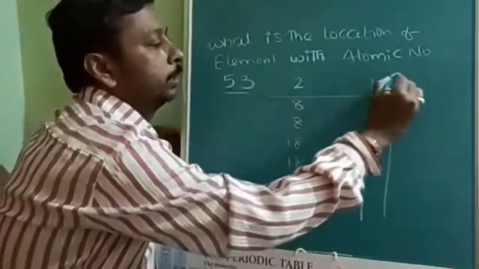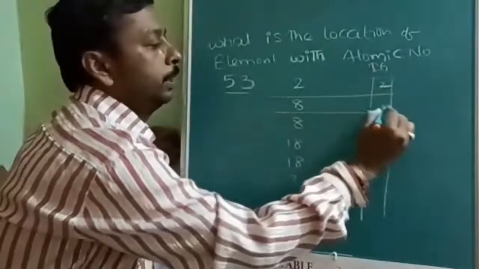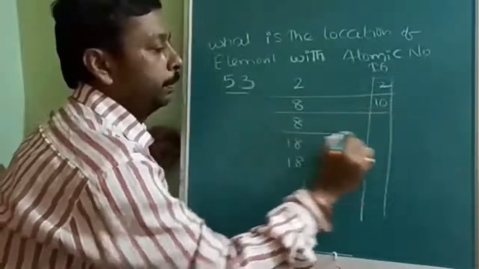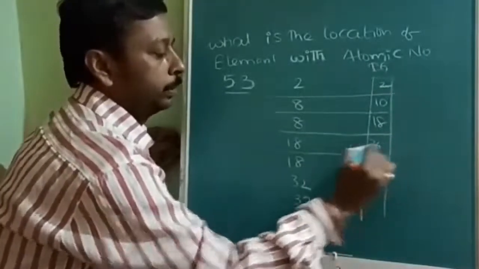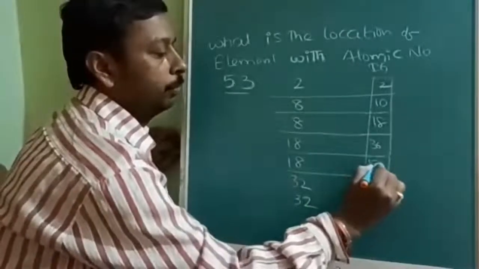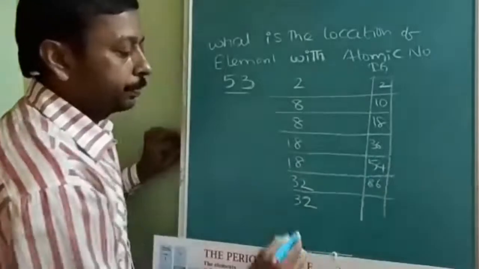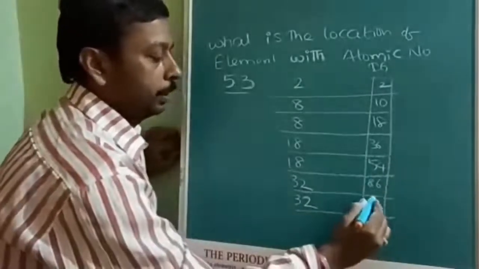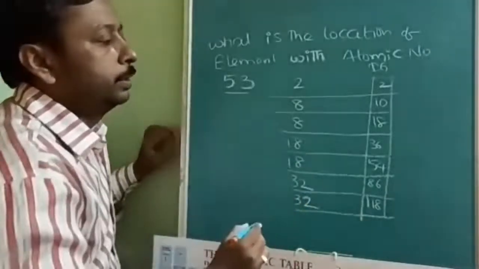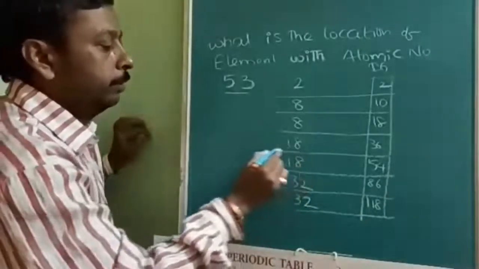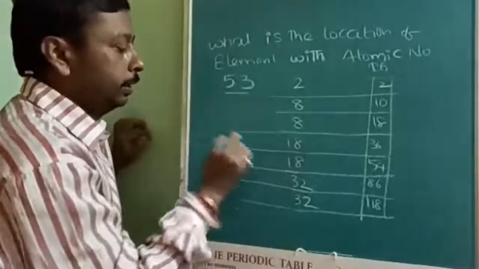These are the inert gases. This will be 2. 2 plus 8 is 10. 10 plus 8 is 18. 18 plus 18 is 36. 36 plus 18 is 54. 54 plus 32 is 86. 86 plus 32 is going to be 118. Is it understood? These numbers are very, very necessary.